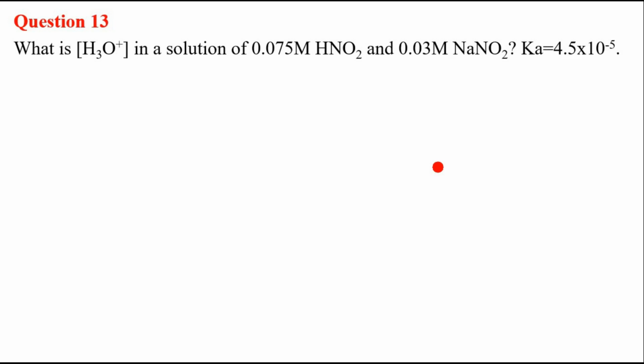Let's quickly move to question 13. What is it asking? It is requesting to determine the H plus, or hydronium ion, in a solution of 0.075 molar HNO2 and 0.03 molar sodium nitrite. So here also we have a buffer, because we have the acid and its salt. We need to use the same concept that we used in the previous question.